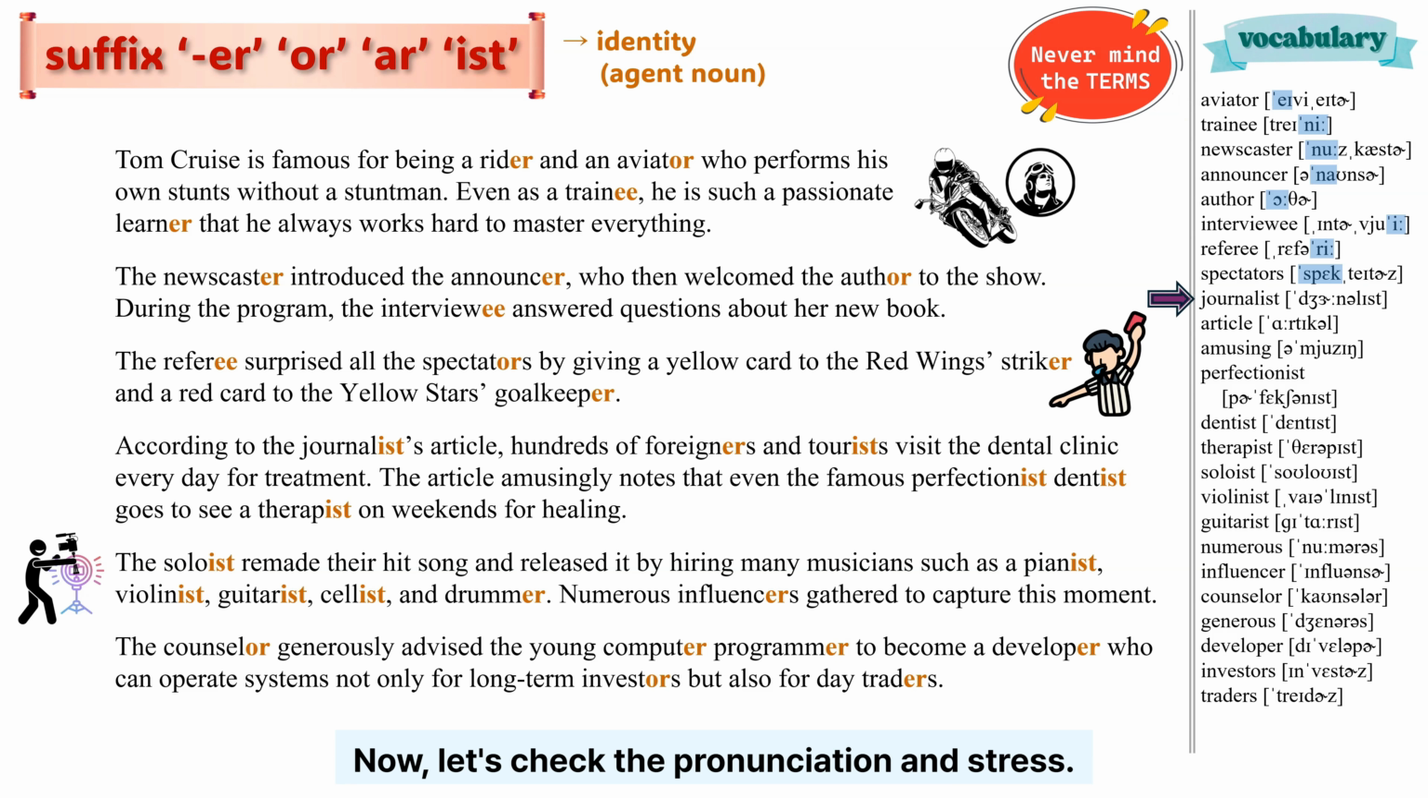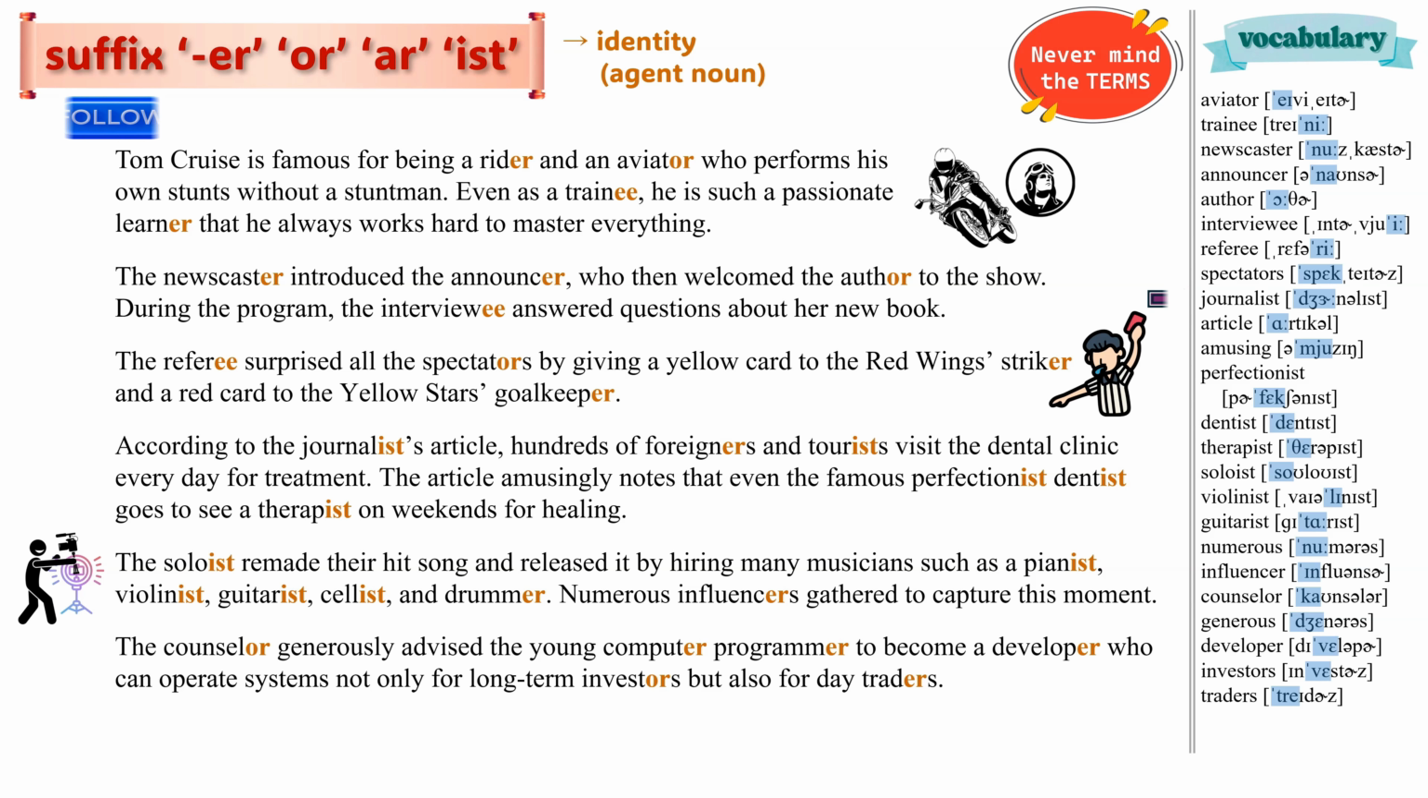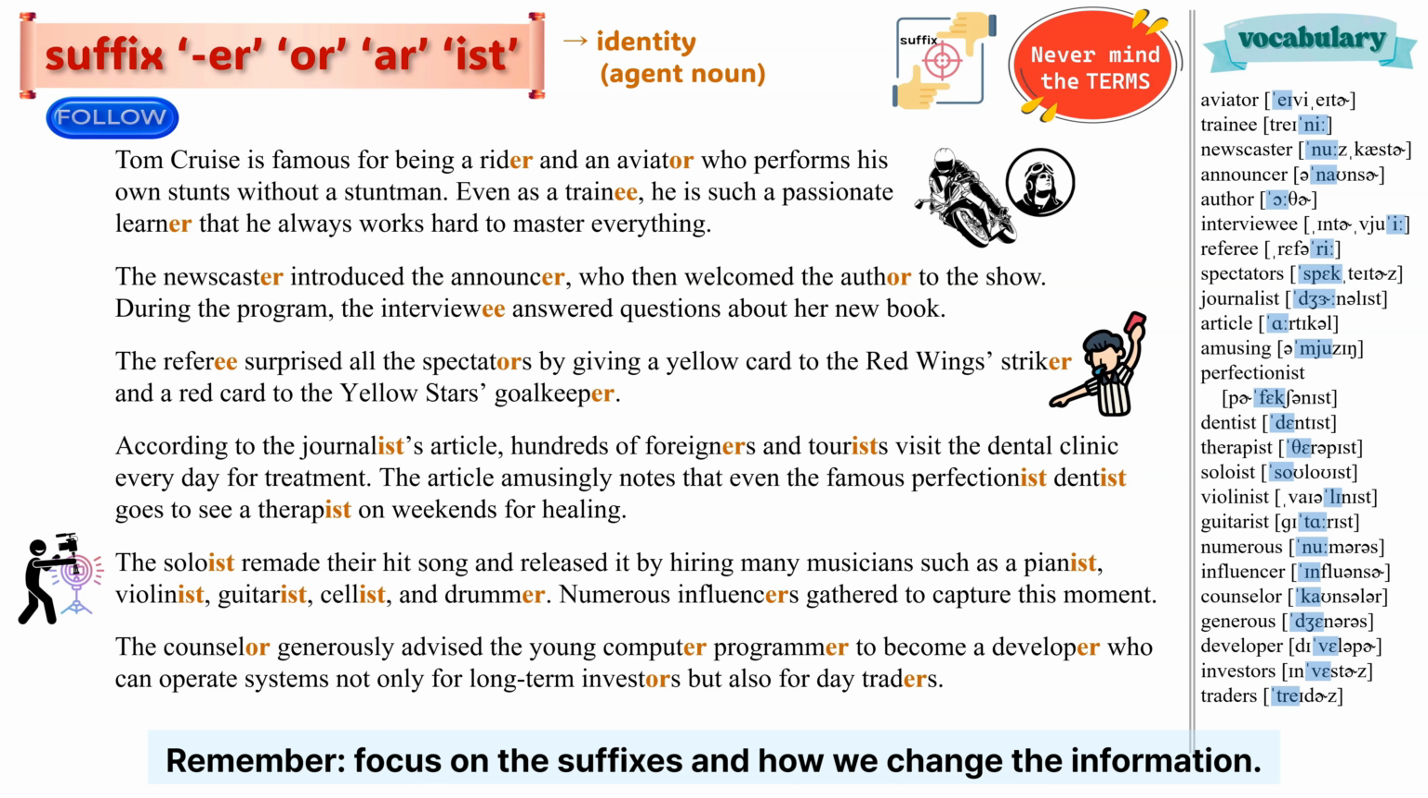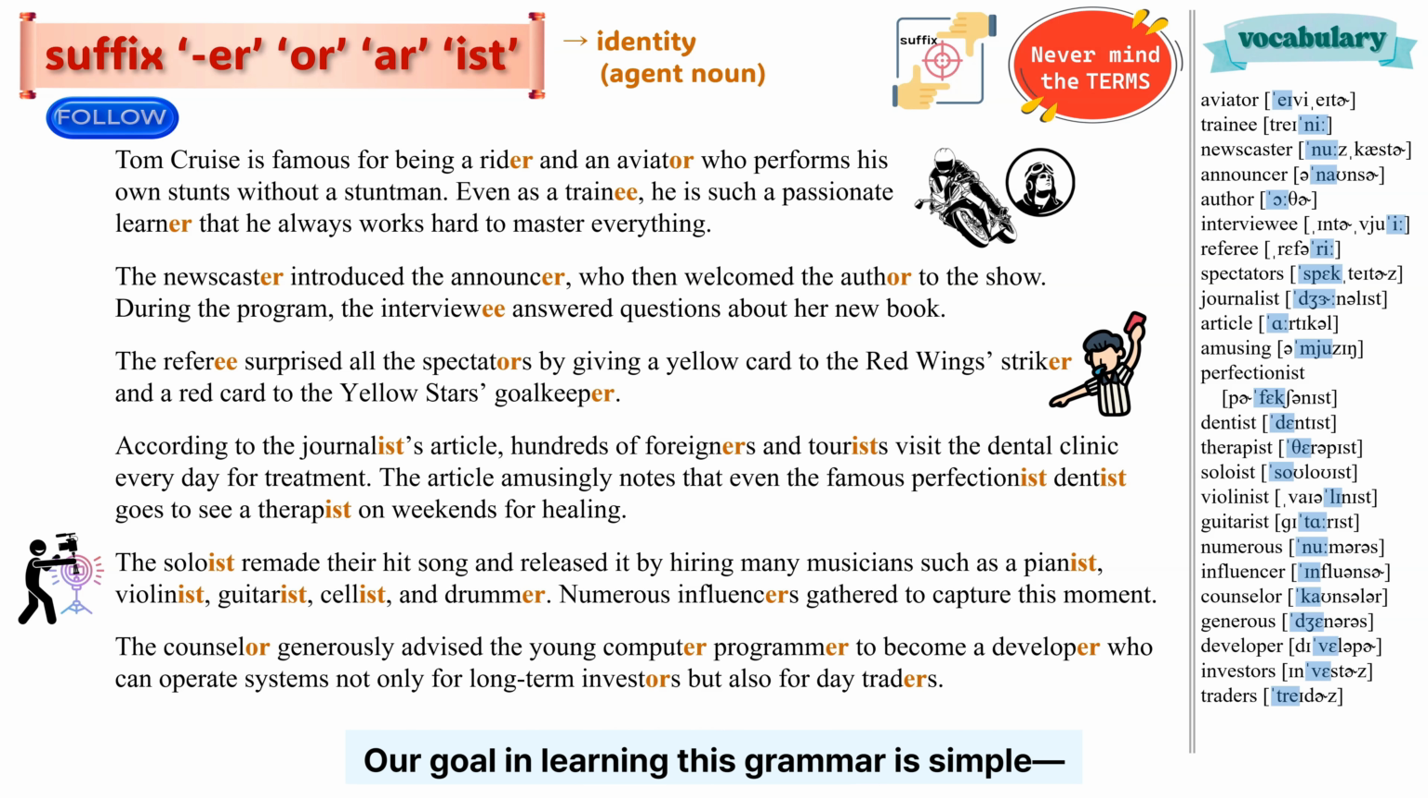Now let's check the pronunciation and stress. Remember, focus on the suffixes and how we change the information. One more time. Our goal in learning this grammar is simple, not to memorize words, not only to pass a test, but also to communicate smoothly.